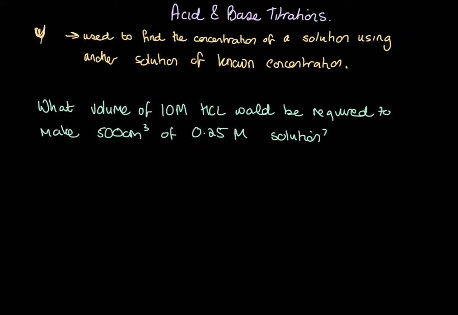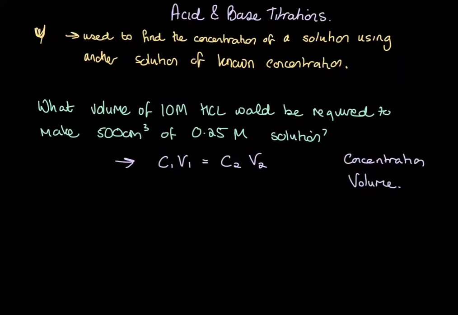So to do that, we're going to use this formula, C1V1 equals C2V2. The C's stand for concentration and the V's stand for volume. And you see that the one basically stands for the initial volume, initial concentration of what you have. And then the C2V2 is what you want it to be.